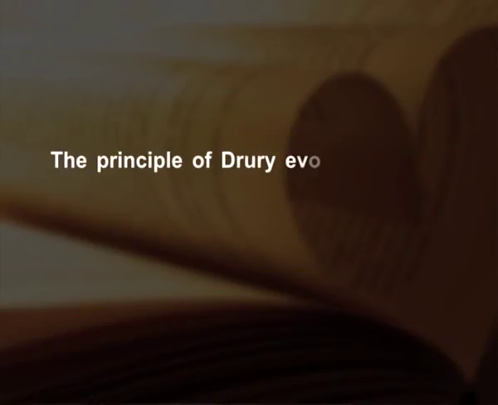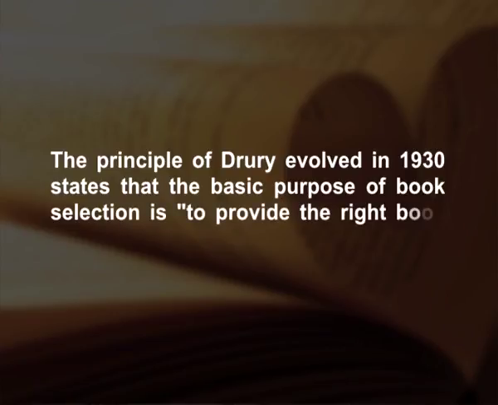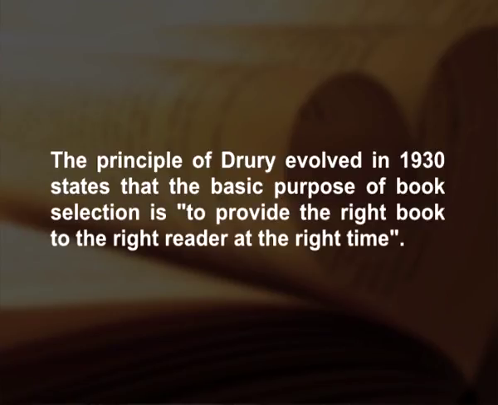The principle of Drury, evolved in 1930, states that the basic purpose of book selection is to provide the right book to the right reader at the right time. In fact, this is the epitome of librarianship. Right book is not necessarily the best book, but a book which satisfies the immediate information requirements of the user. Right reader is the person who is sincerely in need of information, and right time speaks of the need for providing the documents without delay. In other words, it speaks of the efficiency of the administrative machinery.